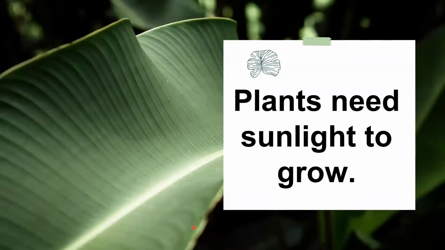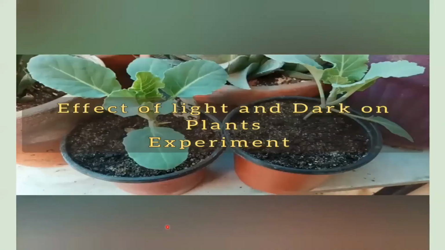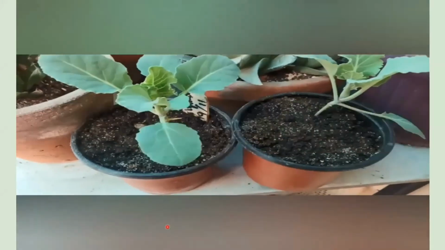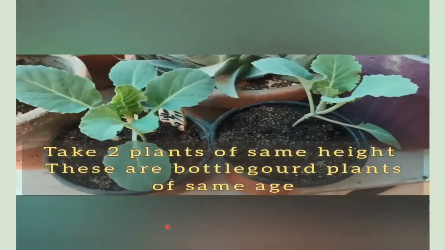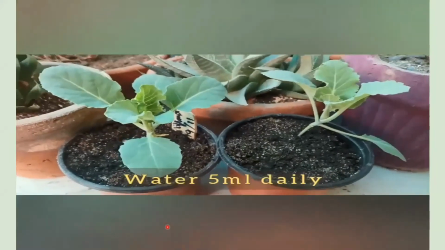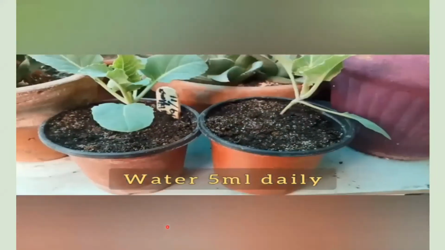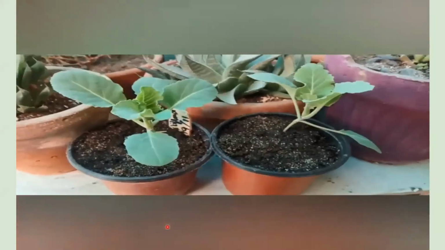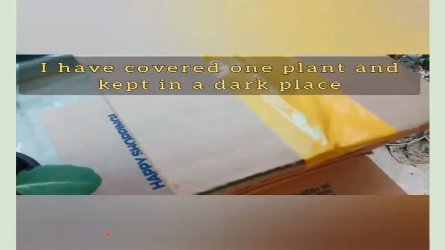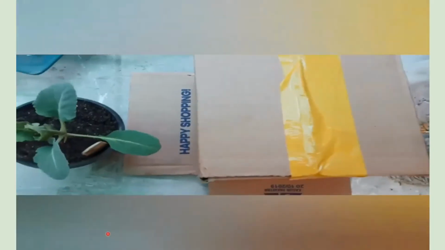So plants also need sunlight to grow. I'm going to show through a video. Effects of light and dark on plants. So these are plants of the same age. Water them daily. I have covered one plant and kept it in a dark place.